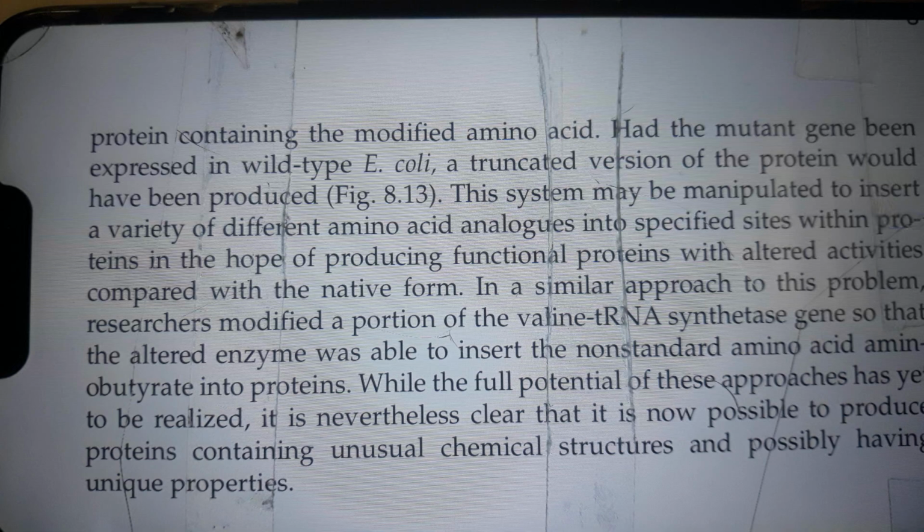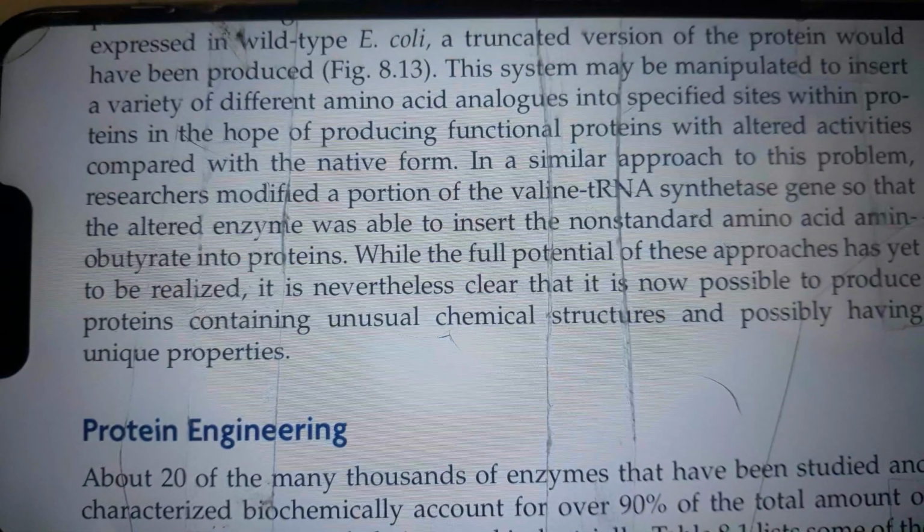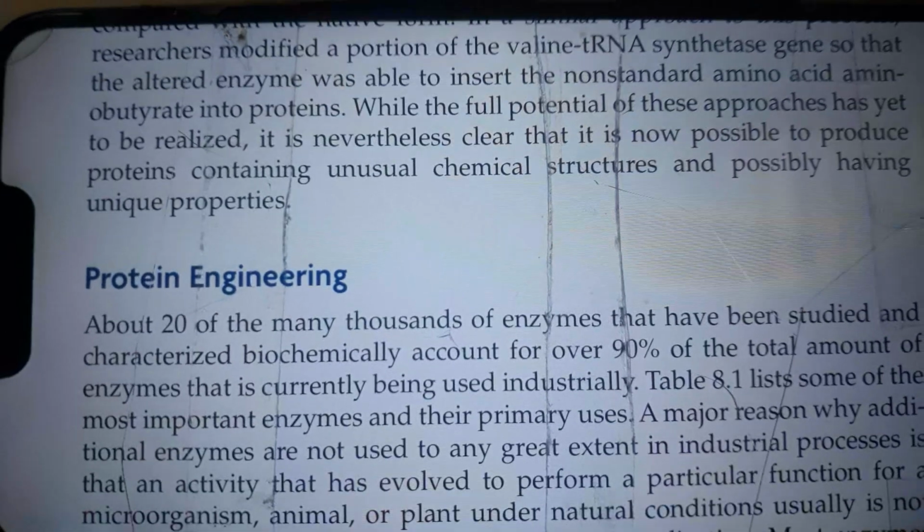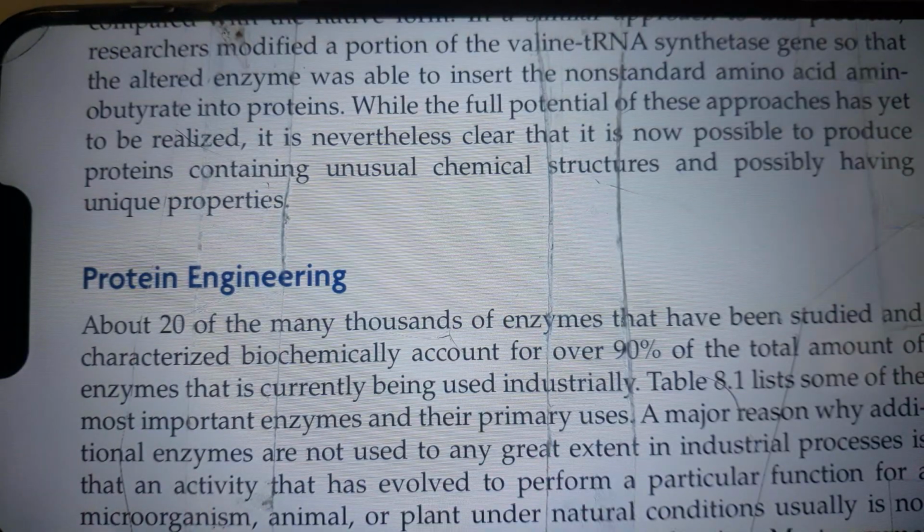This system may be manipulated to insert a variety of different amino acid analogs into specified sites within proteins, in the hope of producing functional proteins with altered activities compared with the native form. In a similar approach, researchers modified a portion of the valine tRNA synthetase gene so that the altered enzyme was able to insert the non-standard amino acid aminobutyrate into proteins. While the full potential of these approaches has yet to be realized, it is nevertheless clear that it is now possible to produce proteins containing unusual chemical structures and possibly having unique properties.